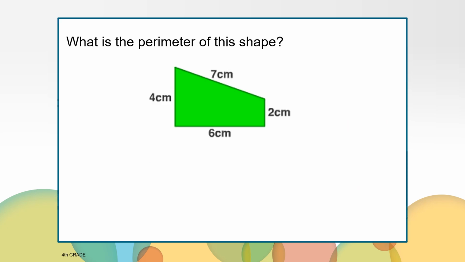This is the shape you saw in the beginning of the slideshow. Sometimes we have to find the perimeter of shapes that are not regular, like the one on the screen. Take a moment to find the perimeter of this shape. Remember, perimeter means the total distance around the shape. Don't forget to include your label.